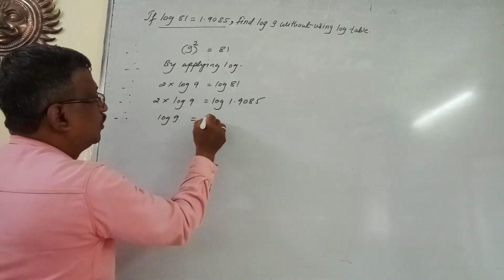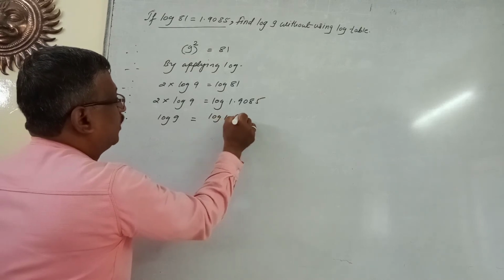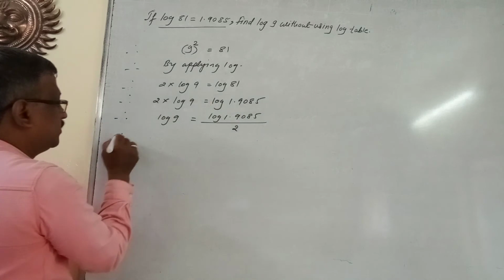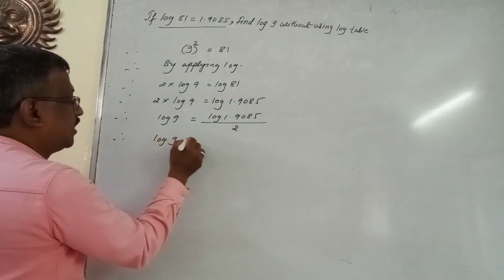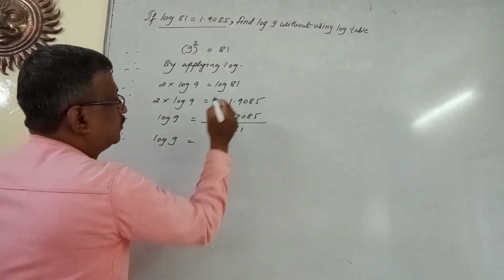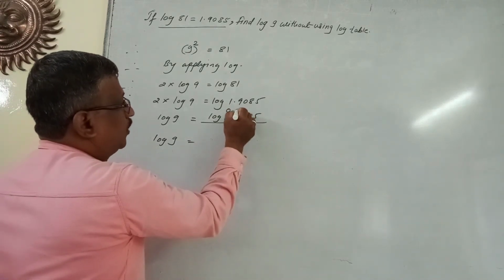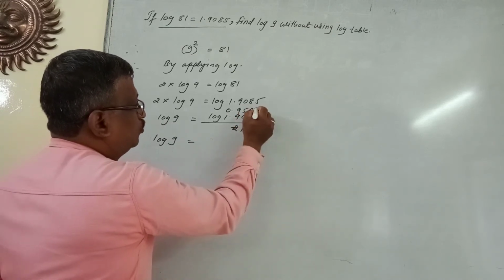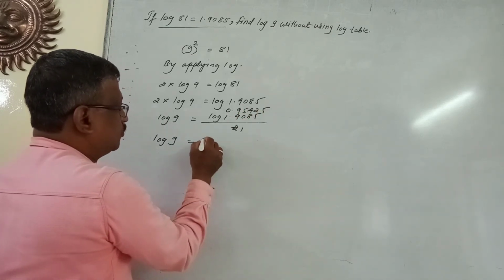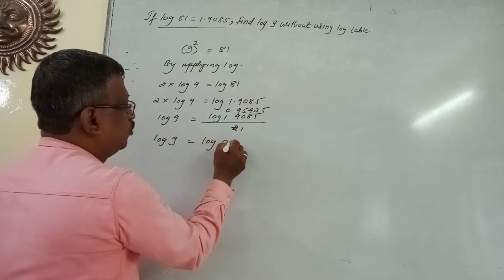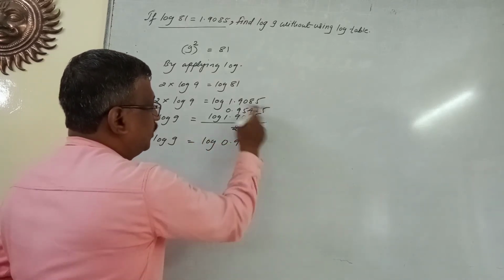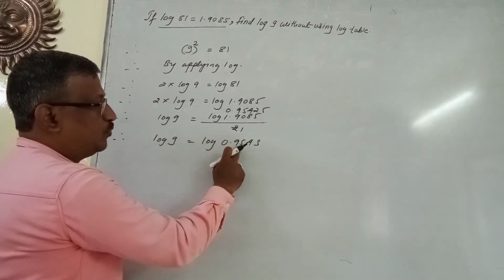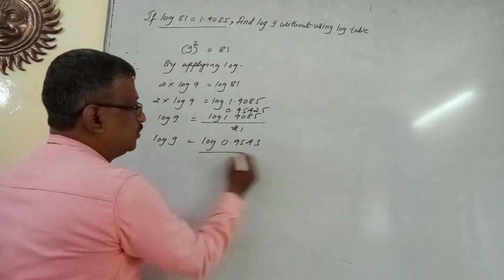Log of 9 is equal to what? It is 1.9085 divided by 2. So divide this. 2 ones are 2, 2 9s are 18, 2 5s are 10, and so on. So it comes to 0.9543. Means log of 9 is 0.9543. So this is your answer.